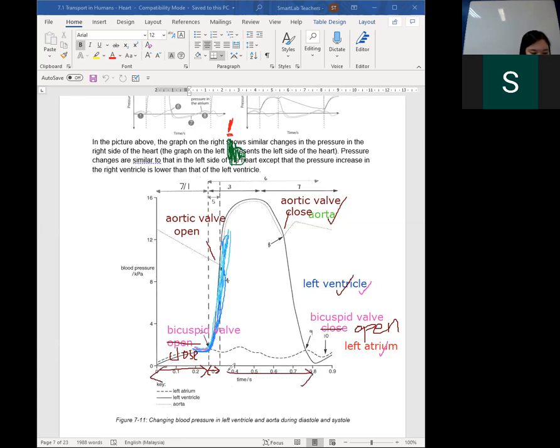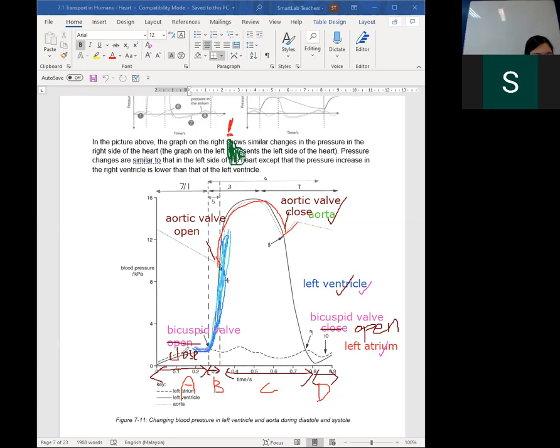So what do you think? Which region? A, B, C, D. What's your answer? C? See, the valve opens here. You see, the aortic valve is open. That means it is open, open, open, open, open. Then it closed. Which region is where all the valves are closed? So is it A?